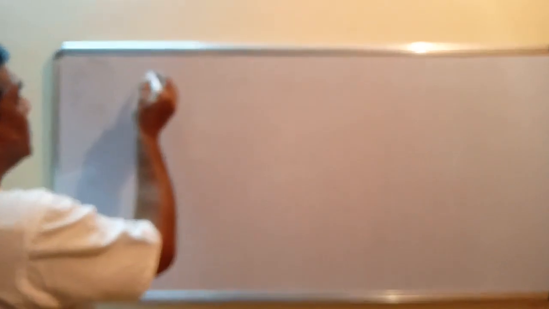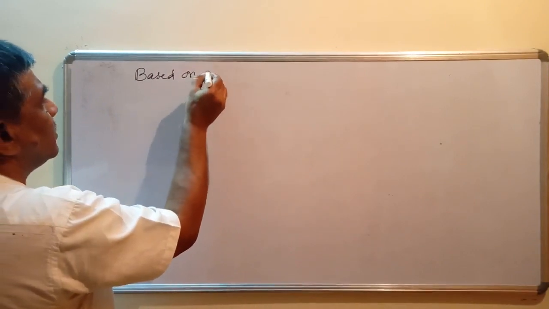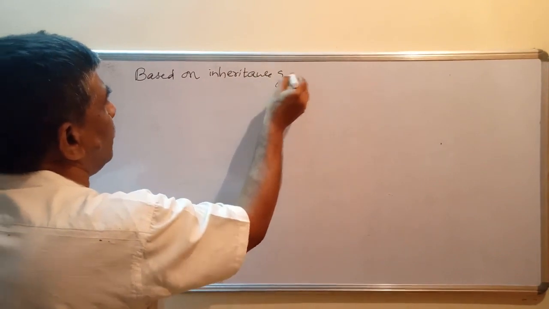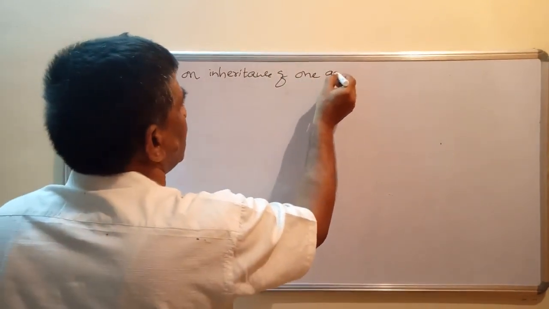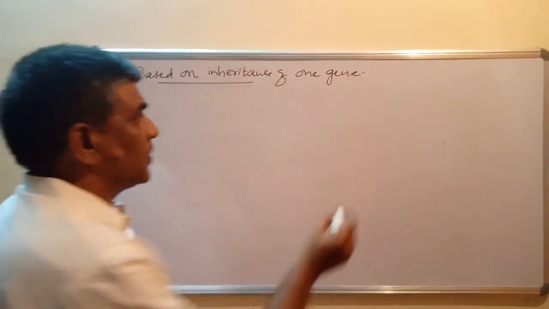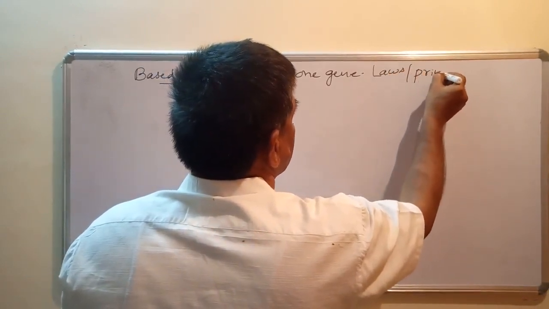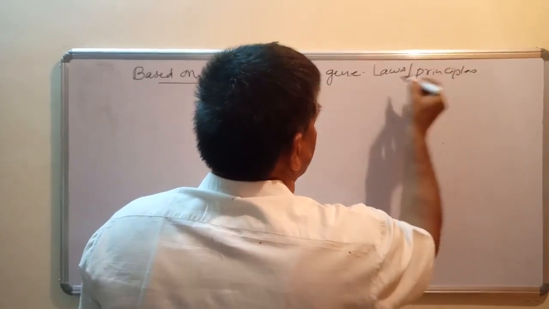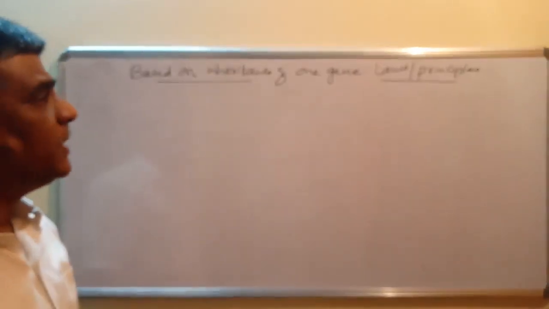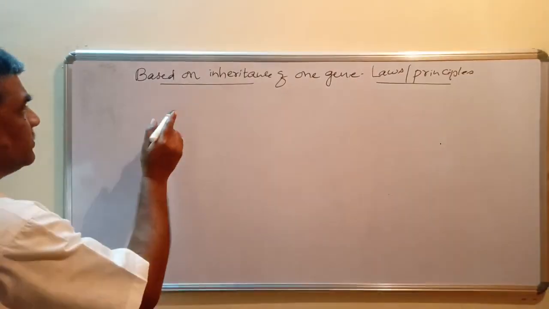Based on inheritance of one gene, Mendel proposed laws or principles. Those laws or principles are called Mendel's laws or Mendel's principles. He proposed mainly 2 laws.